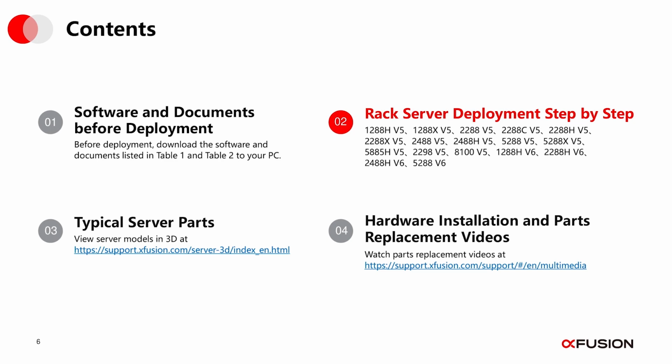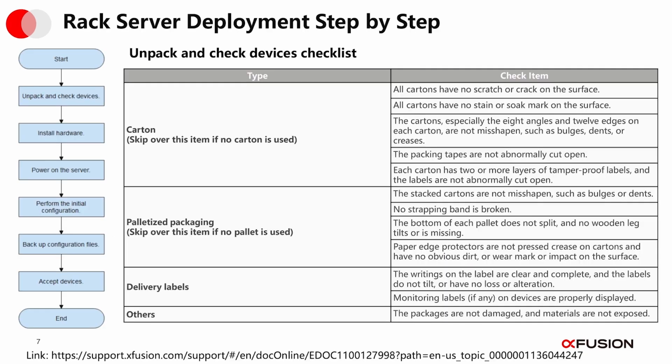So we move on to the next section, the overall process of rack server deployment. In this section, I will briefly give you a picture of the steps of server deployment. The overall process of deployment includes unpacking and checking devices, installing hardware, powering on the server, performing the initial configuration, backing up configuration files, and handing over to the customer after passing the acceptance test.